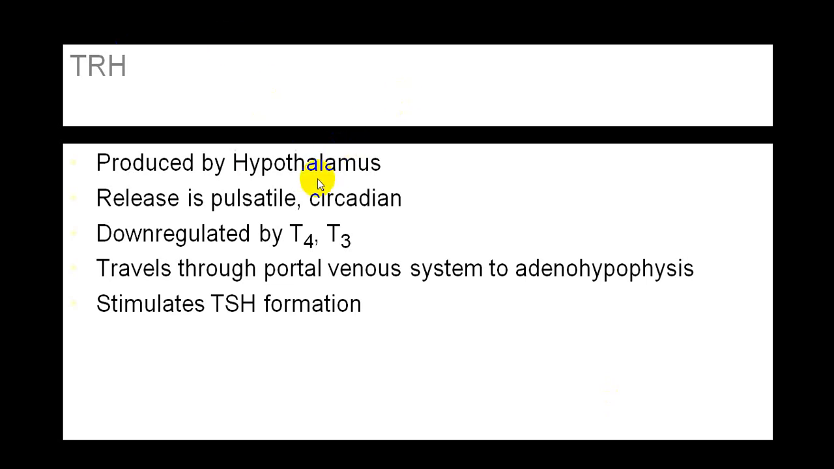TRH is produced by the hypothalamus. It is by pulsatile secretion and by circadian rhythm, or we call it a diurnal variation. There is a down regulation by T4 and T3. So T3, T4 can inhibit by negative feedback at the level of the hypothalamus to decrease the production of TRH. So if the level of T3, T4 becomes high, the production of TRH will reduce, and if this level becomes less, TRH production will increase. And it travels by a portal venous system to the anterior pituitary and stimulates TSH formation.